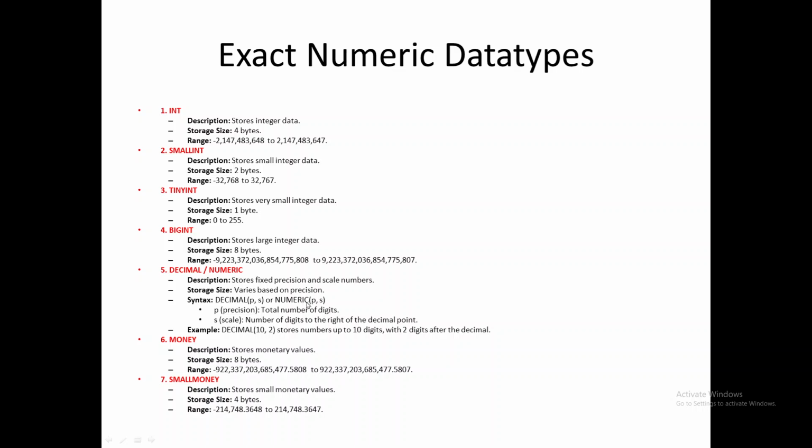We need to provide two things. The first thing is called as a precision, another thing is called as scale. How do we write like that? Decimal 10 comma 2. So I hope you guys understood what are the different type of exact numeric data type.